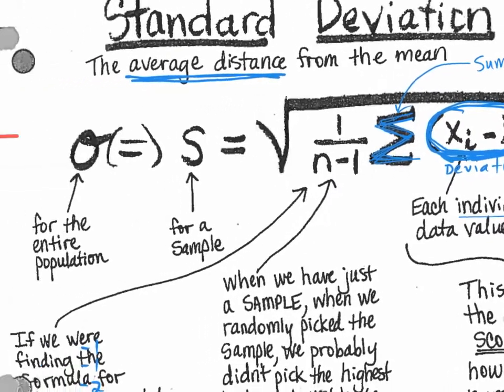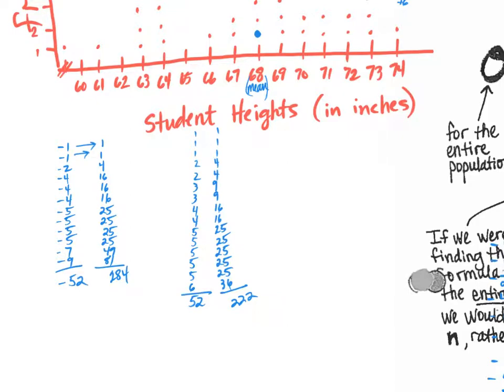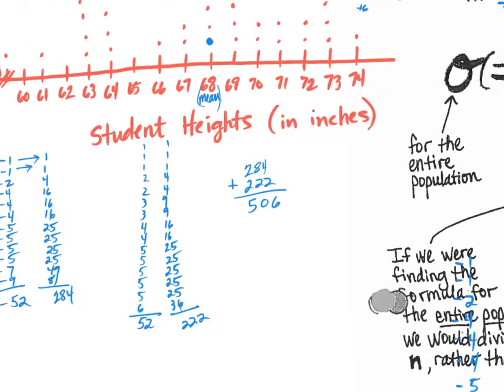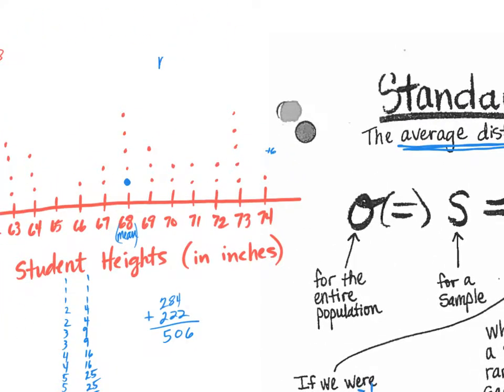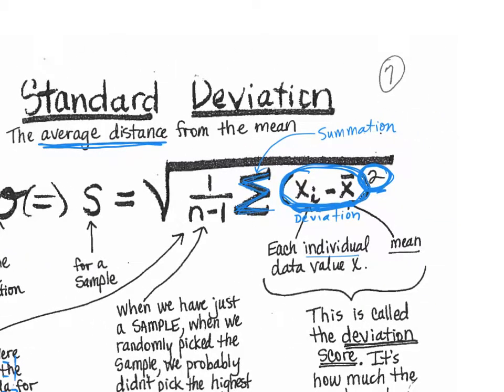So let's go over here to our data. That means I'm summing up the negative deviations and the positive deviations for a total of 506. Okay, so there's our sum. Now if we're getting an average, what are we going to do with that sum? Divide by how many we had. And we had how many in our sample? We had 32. However, look at this formula. It doesn't have you divide by n. It has you divide by n minus 1.